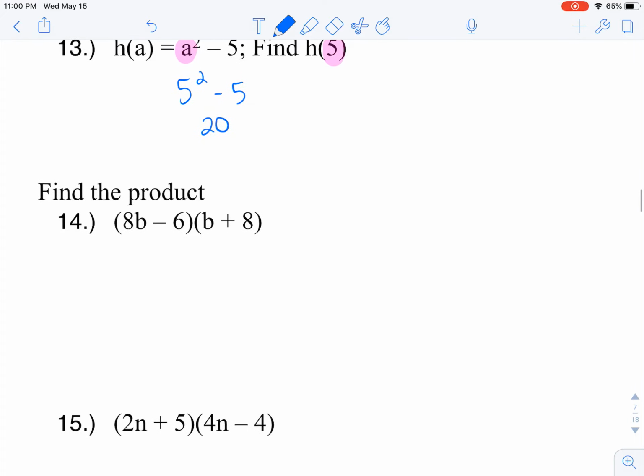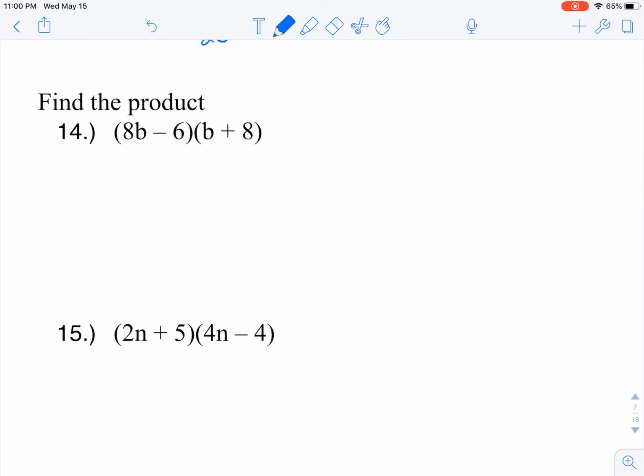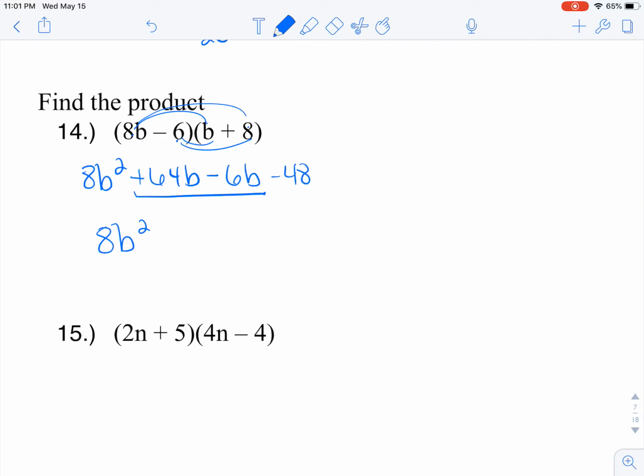Number 13. I'm sorry, number 14. So find the product. So rainbow method, FOIL, box method, whatever it is you want to call it. So 8b times b is 8b squared. 8b times 8 is 64b. Now we go to the second one, negative 6b and negative 48. What can we always do to the two middle terms? You can always combine them. So we have 64b minus 6b. So that's going to end up being positive 58b and then minus 48, and that's your solution.